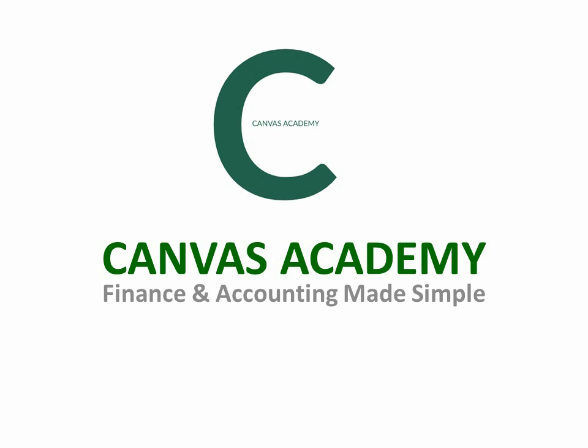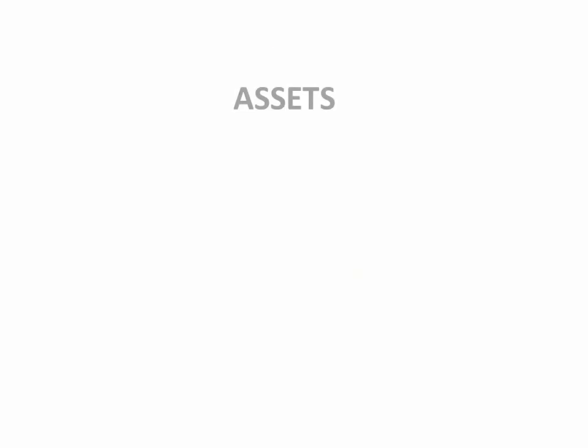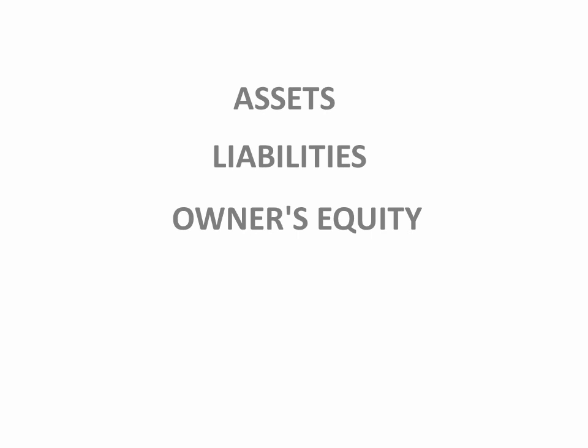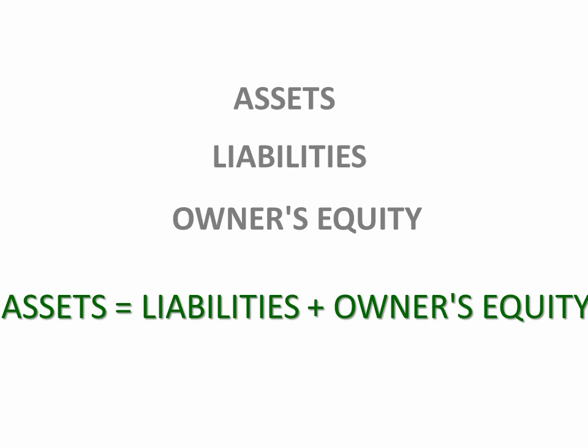Before we start, let's bring back the three things we have already learned. Assets are what the business owns or controls that have value. Liabilities are what the business owes to outsiders. And owner's equity is the owner's claim on the business. Put those three together and we get the accounting equation. Assets is equal to liabilities plus owner's equity.